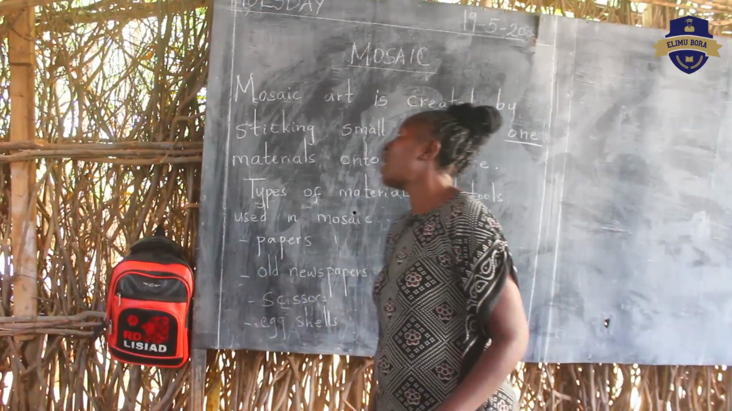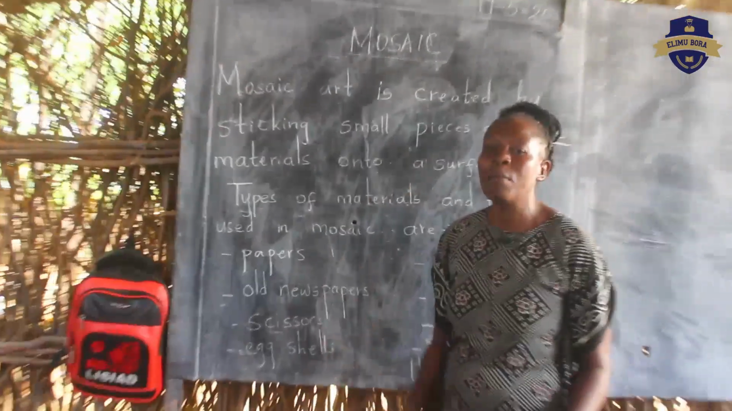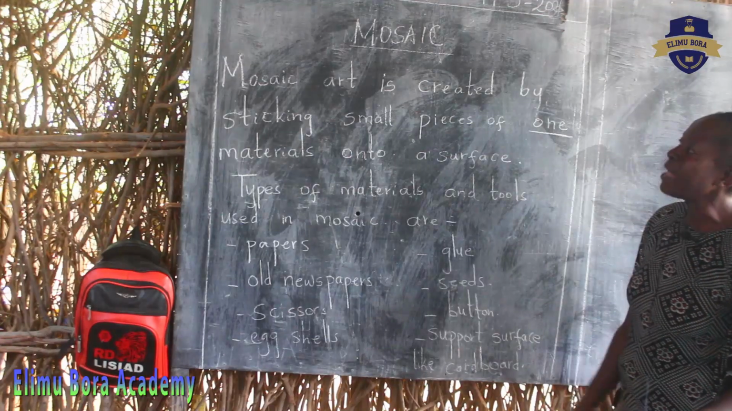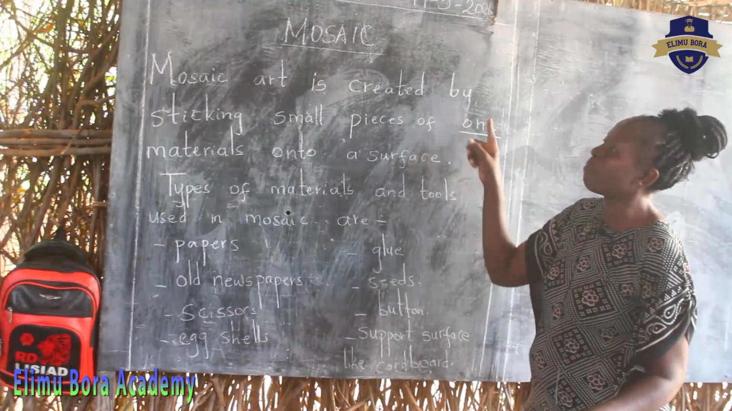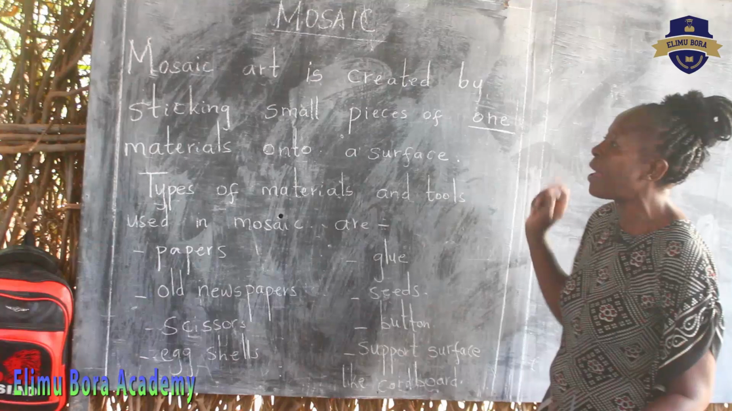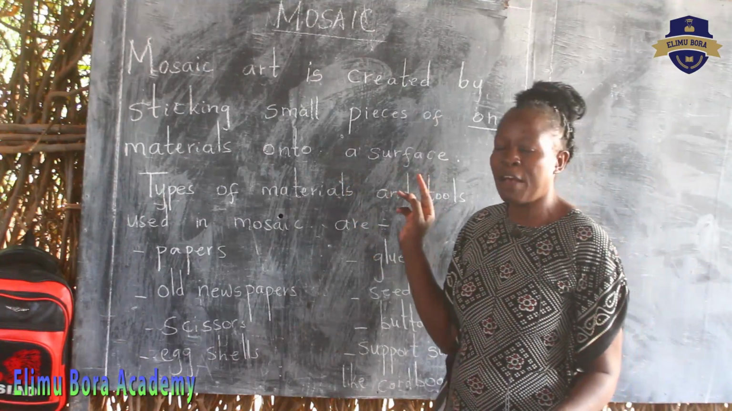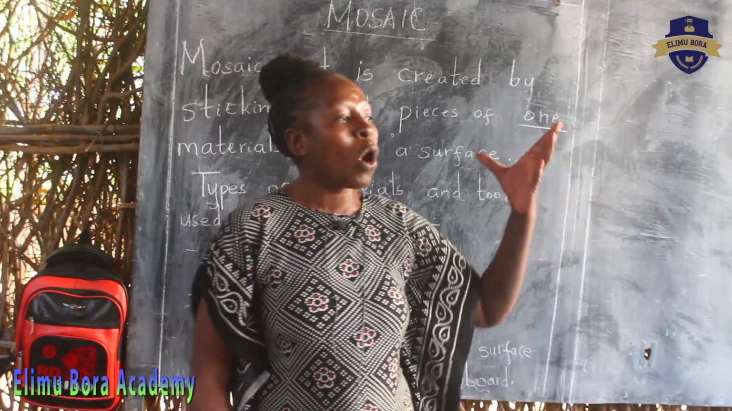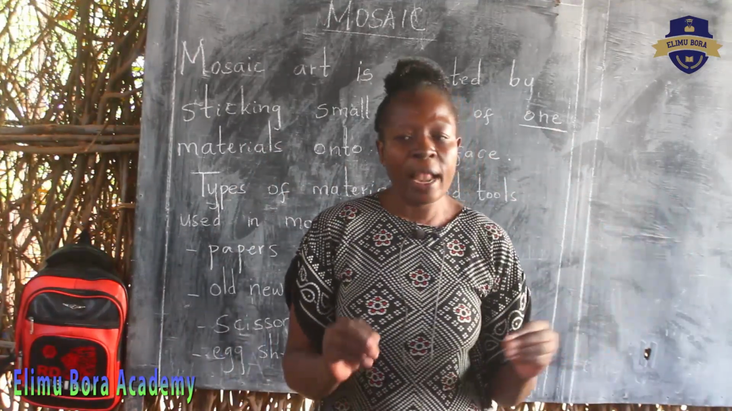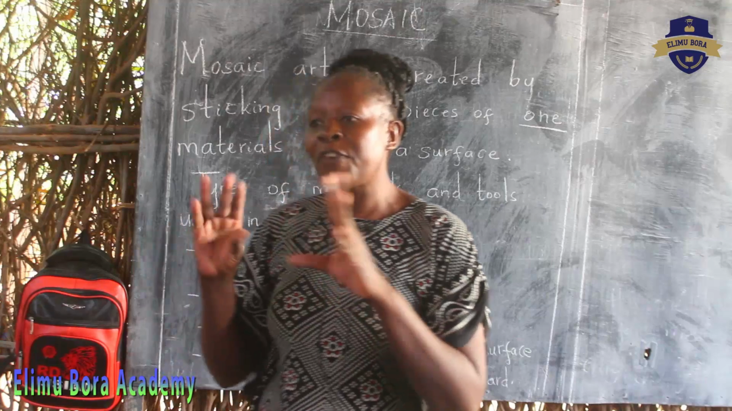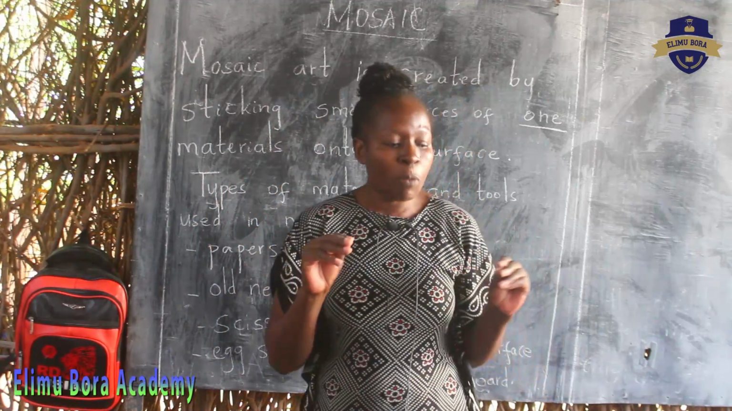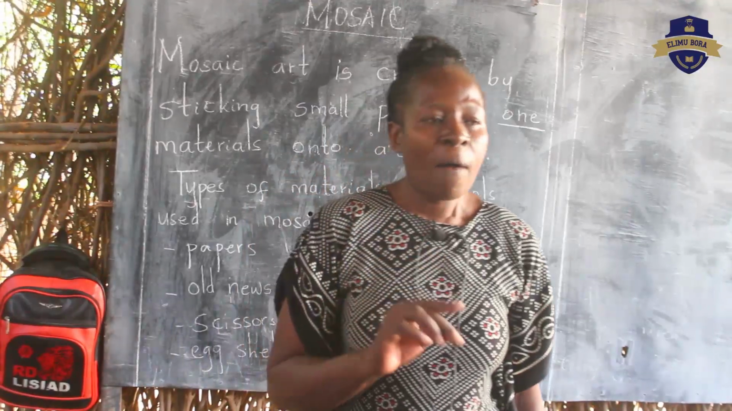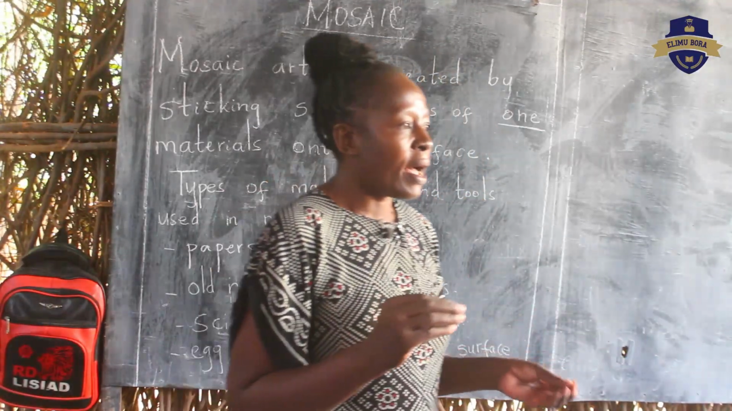Good. We want now to learn about mosaic. Can you say mosaic? Mosaic. Mosaic is the art that is created by sticking small pieces of one material onto a surface. It is the opposite of collage. Collage is made by using different types of material, isn't it? But mosaic is made by using just one type of material, but it can be of different colors, isn't it?